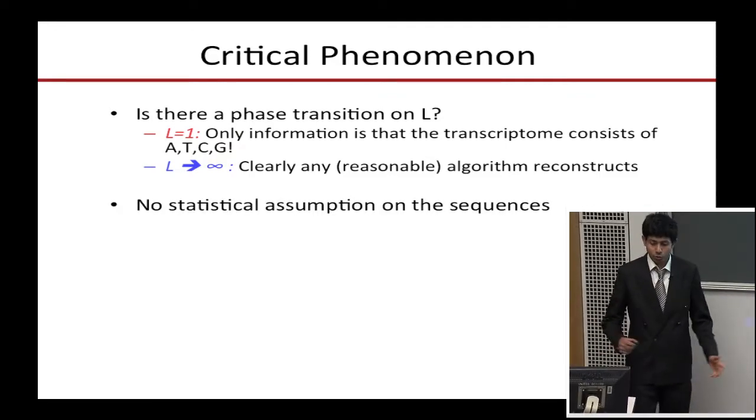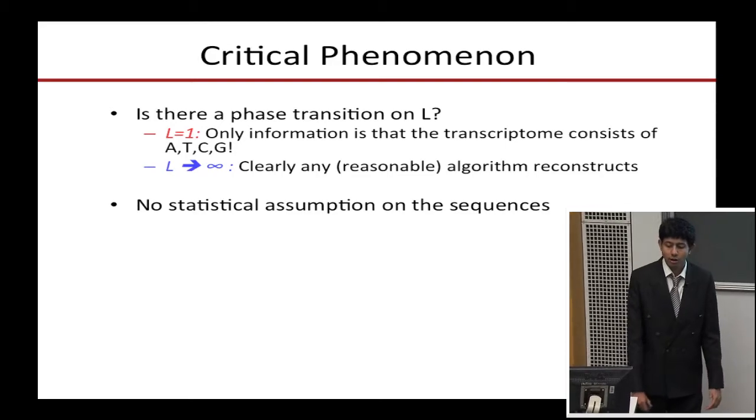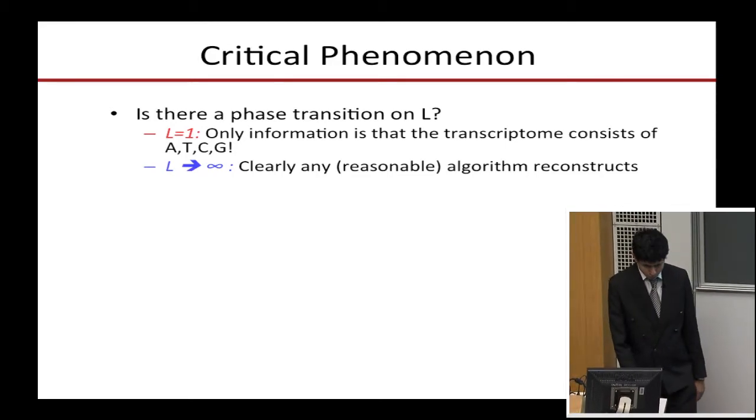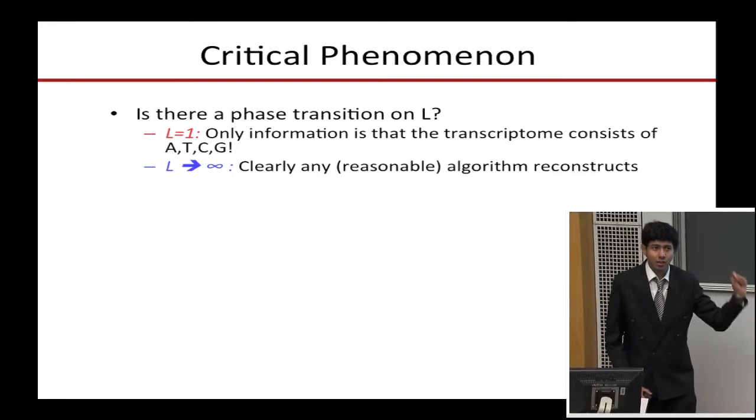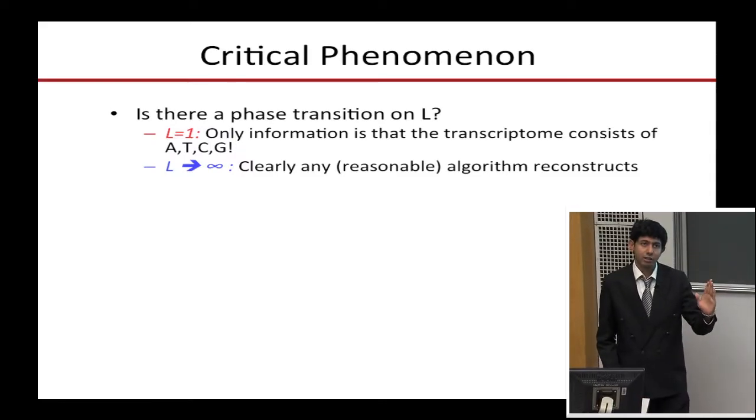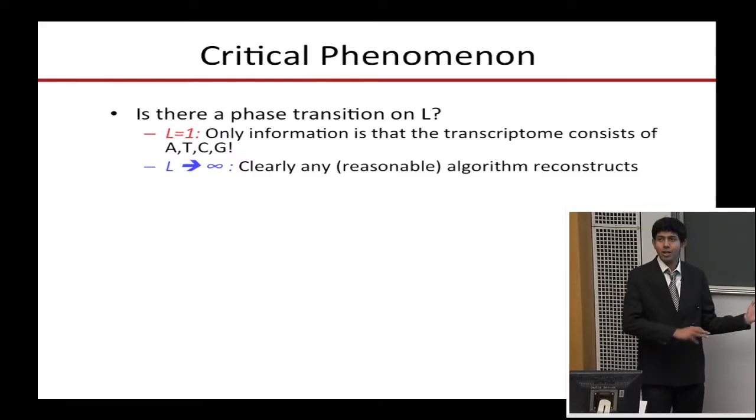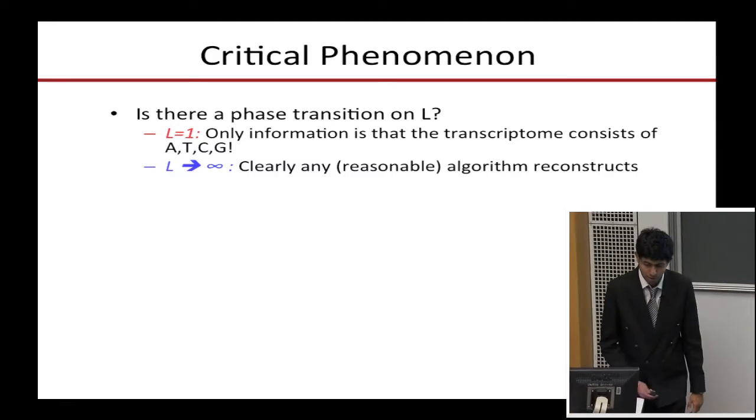In fact, there may be nothing to reconstruct if L is bigger than the largest RNA. So we want to know what is the critical phenomenon, which means what is the critical read length below which reconstruction is not possible, and then suddenly above which reconstruction becomes possible.